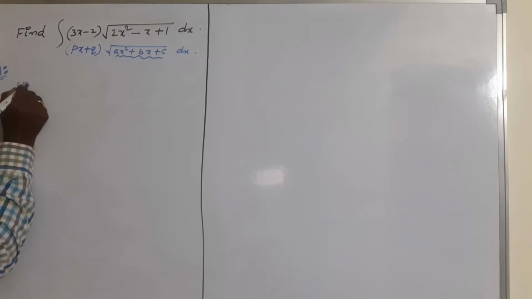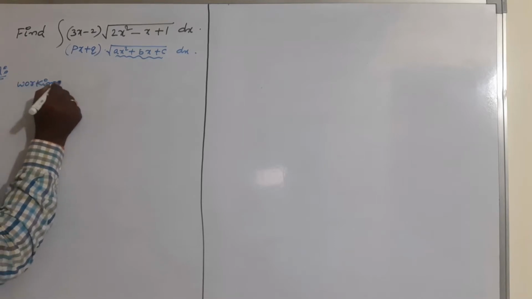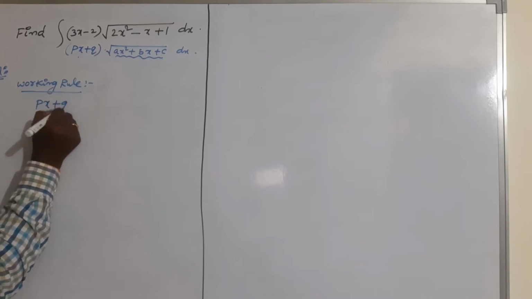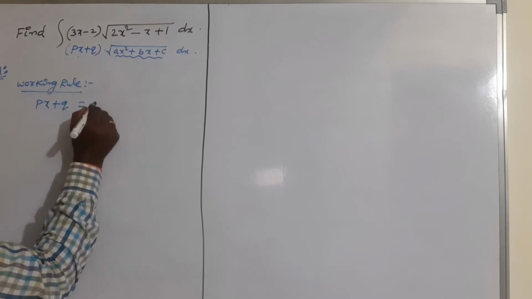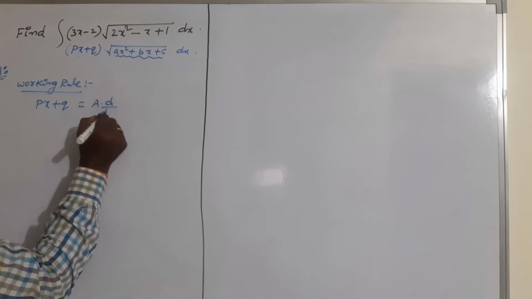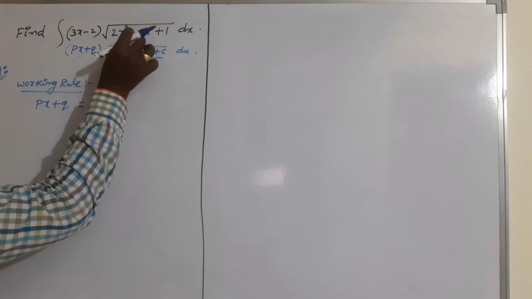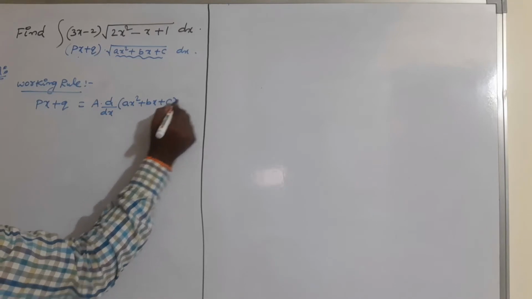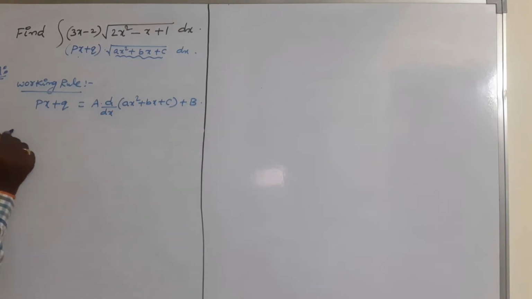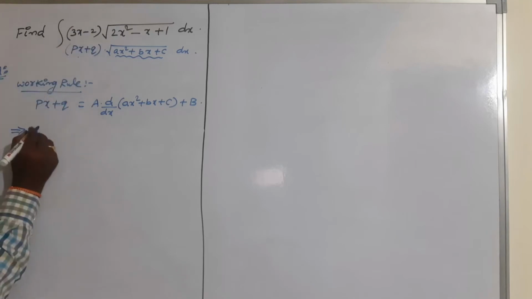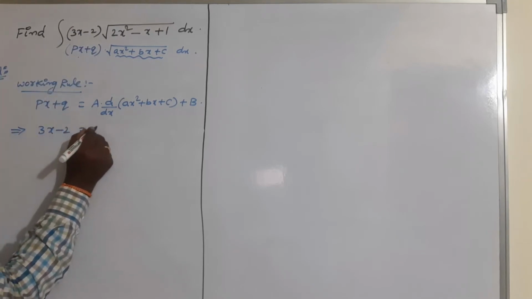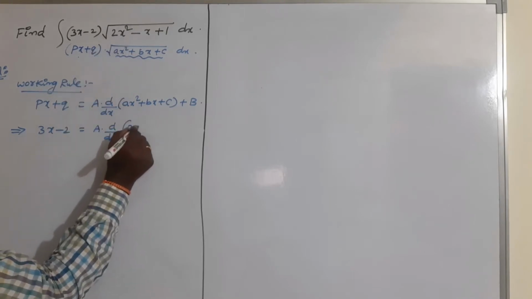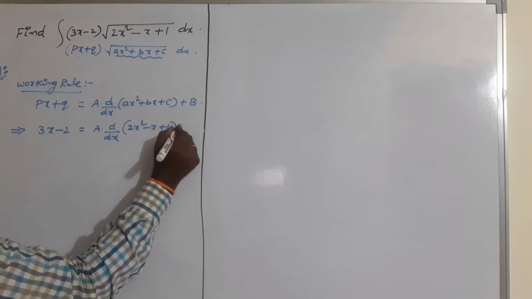First write the working rule. What is the working rule? To solve this type of problems, we should take the linear term px plus q equal to capital A into d by dx of the quadratic term involved in the square root, which is ax square plus bx plus c, plus capital B. So according to this rule, 3x minus 2 can be written as capital A into d by dx of 2x square minus x plus 1 plus capital B.